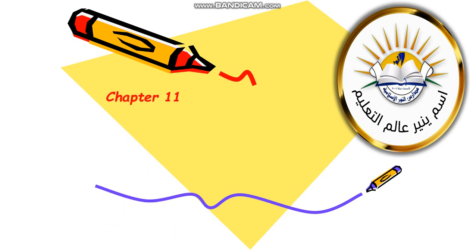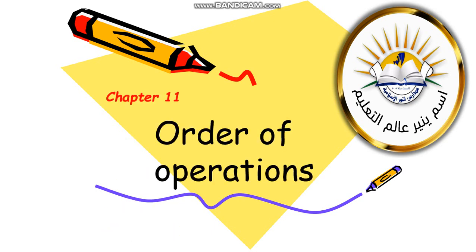Good morning, grade 6. Today our lesson is chapter 11. It's about order of operations. So open your book, page 118 to 124, and let's begin.